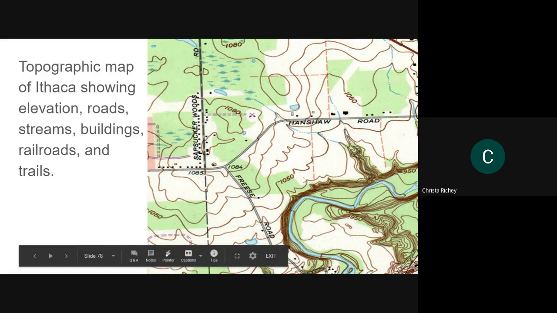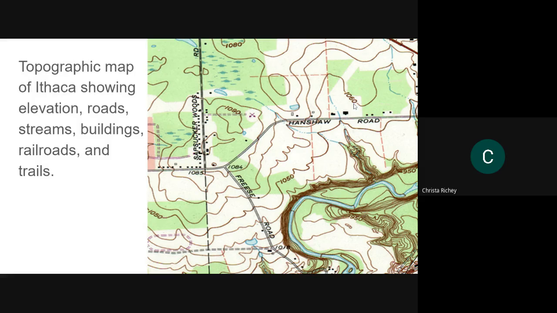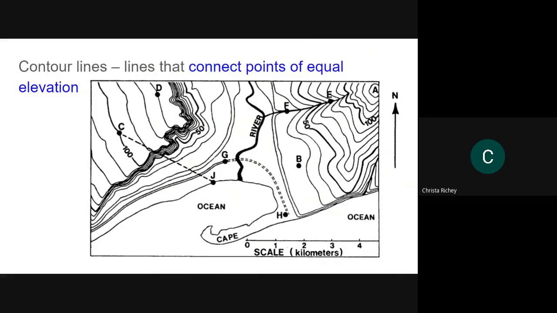Now, these contour lines, these dark lines. This one has an elevation listed on it as 1,060 feet. There's another one over here that's 1,080. Here's another one that's 1,090. You need to be able to figure out the interval for your contour lines. I'll show you how to figure that out. It's really not that difficult. It's the same concept as plotting points on a map, but the contour line connects an equal point of elevation.